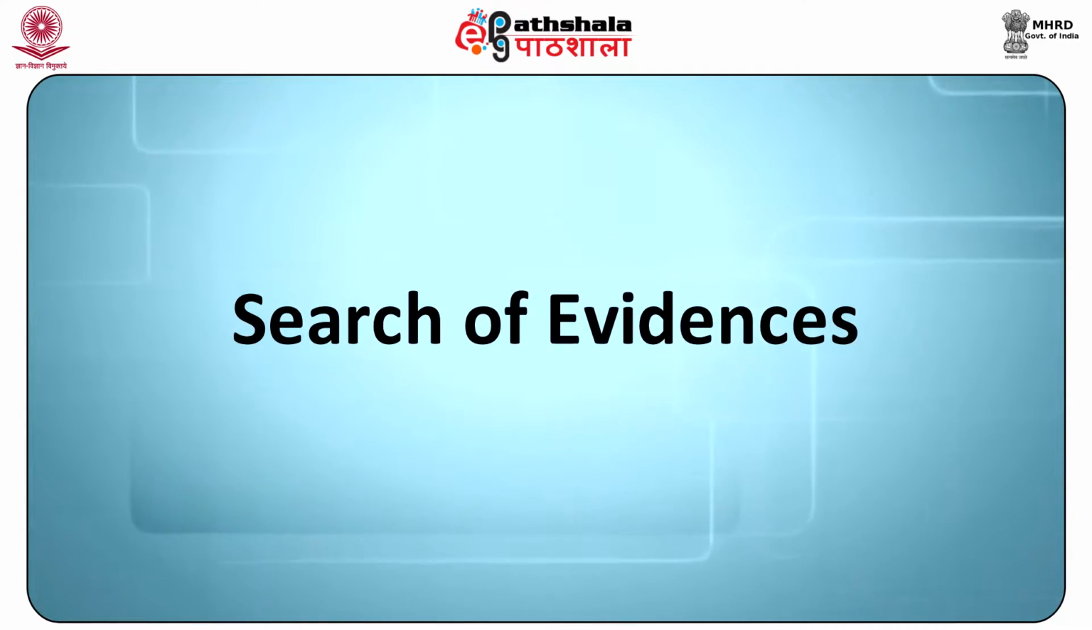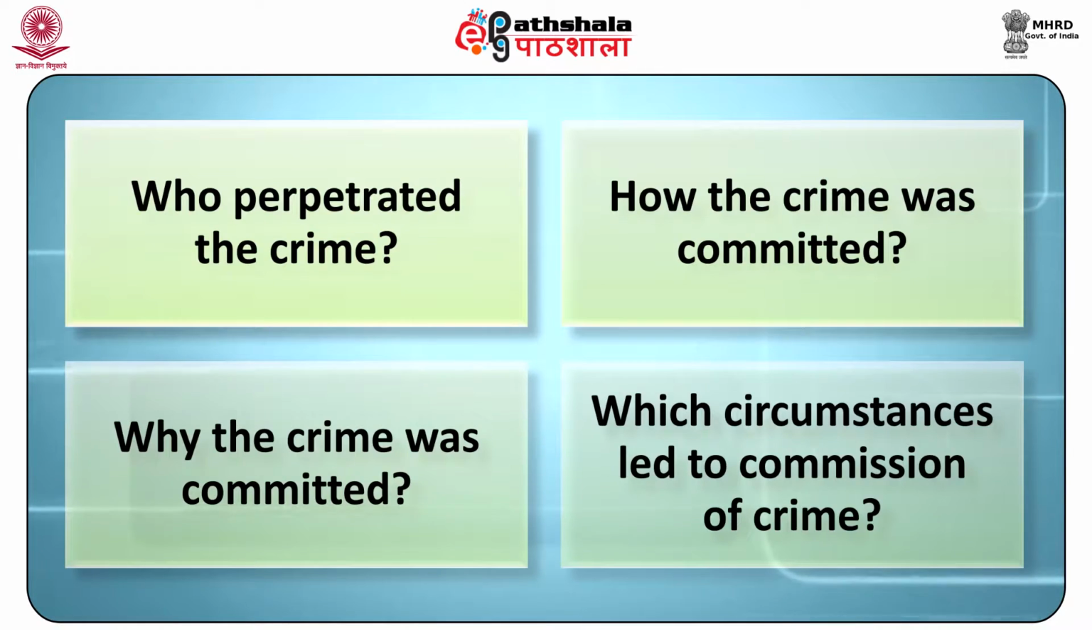Now, let us move to the search of the evidence. Searching and collection of evidence at the crime scene are the backbone of any criminal investigation. The primary purpose at a crime scene is to search for associated evidence to develop a link between a suspect and the victim, with each other and with the scene of the crime, and to become capable of answering the following crucial questions: who perpetrated the crime, how the crime was committed, why the crime was committed, and which circumstances led to the commission of the crime.